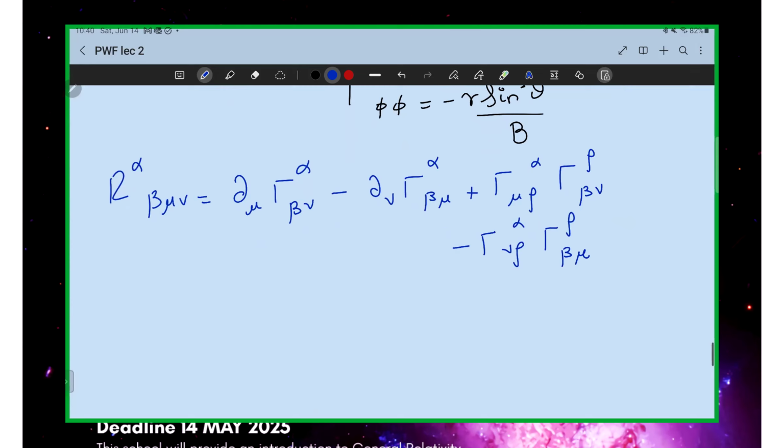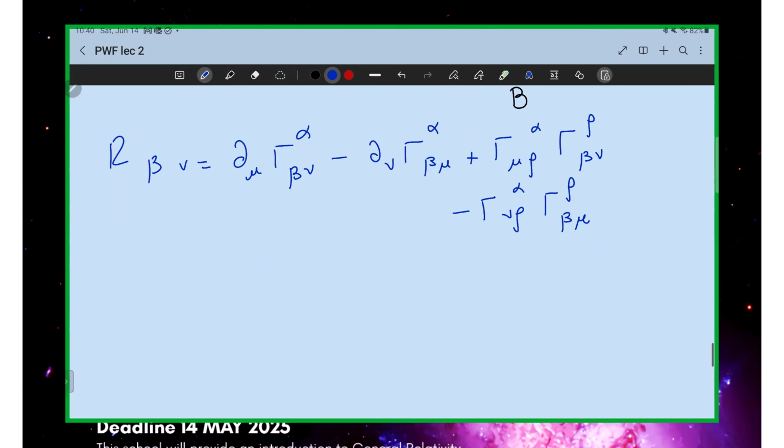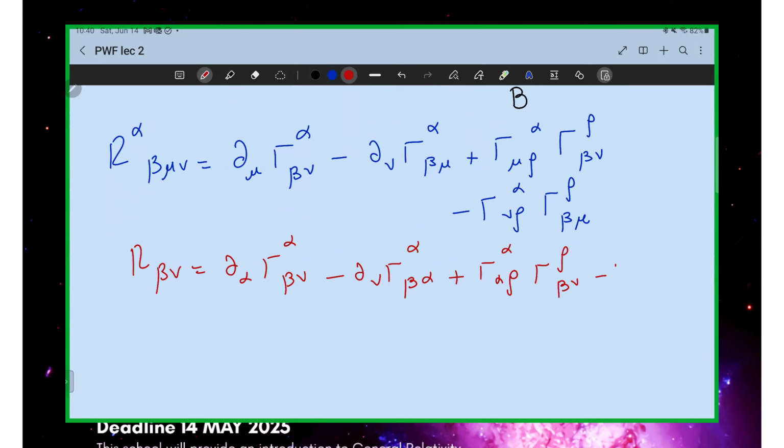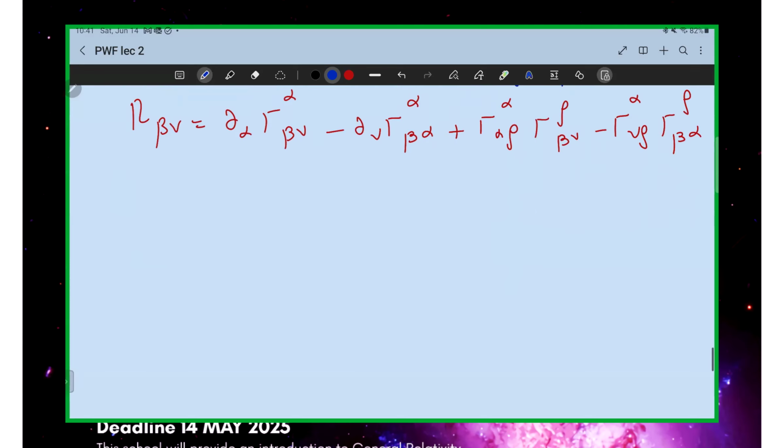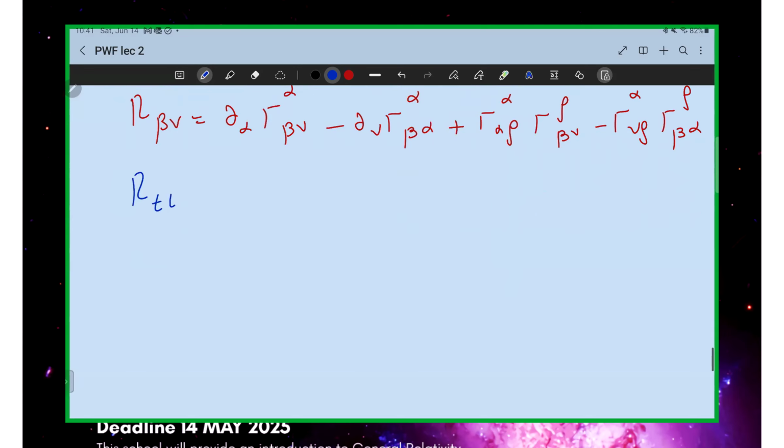Okay. So this is the Riemann tensor. If you want the Ricci tensor, you contract these two, alpha and mu, and you get something like this. Okay. Now I'm going to calculate the TT component, or the time component. You can also call it the 0, 0 component. It's up to you.